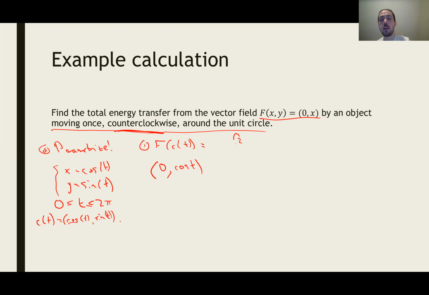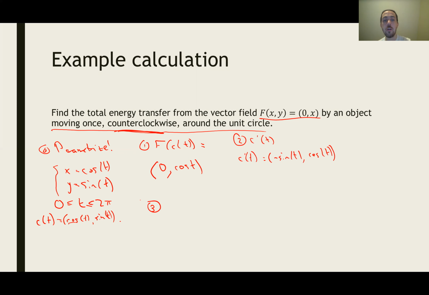The second thing we have to calculate is c prime of t. We have to calculate the velocity vector. In this case, c prime of t is equal to the derivative of cos, which is minus sine, and the derivative of sine, which is cos.